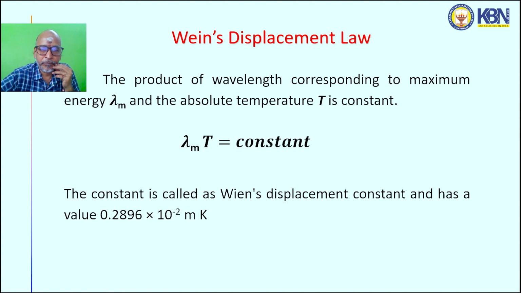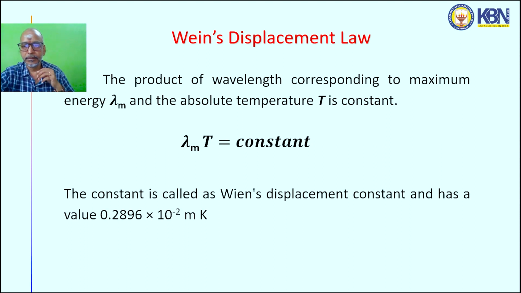And Wien's displacement law. As the temperature increases, the wavelength corresponding to the maximum energy decreases. Both are inversely related. So lambda m is the wavelength corresponding to the maximum energy, and T is the absolute temperature of a perfect black body. Its product remains constant. It is also stated as: the wavelength corresponding to the maximum energy is inversely proportional to the absolute temperature, or the product of the wavelength corresponding to the maximum energy and the absolute temperature is constant.